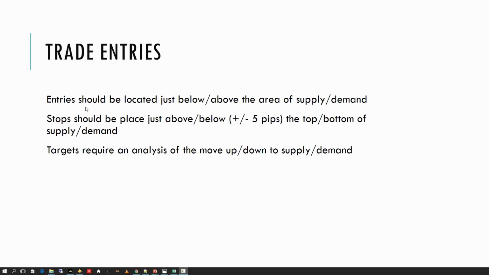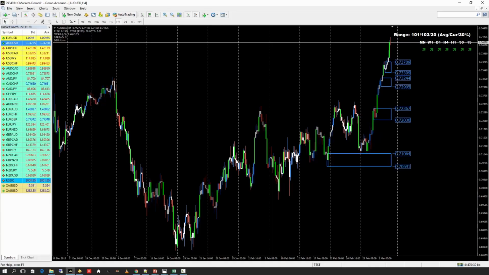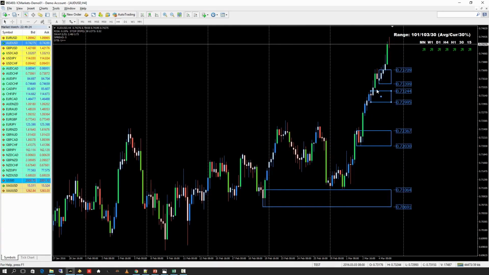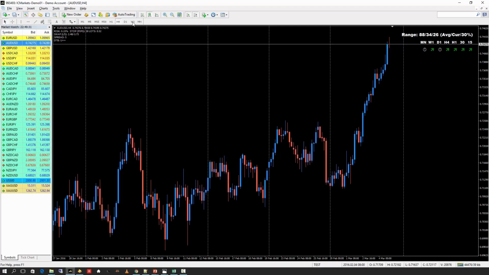And for targets, this requires an analysis of the price action that approached the area. So if we have another look at the chart, and let's just delete these and say that we want to, actually I saw something that's pretty interesting on the Swissy.